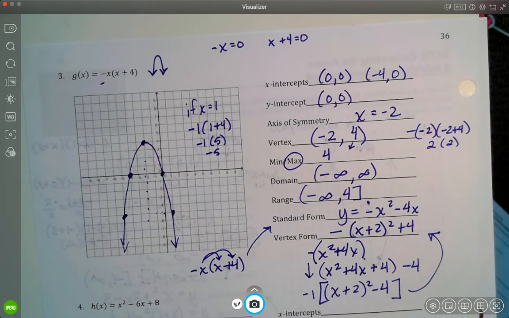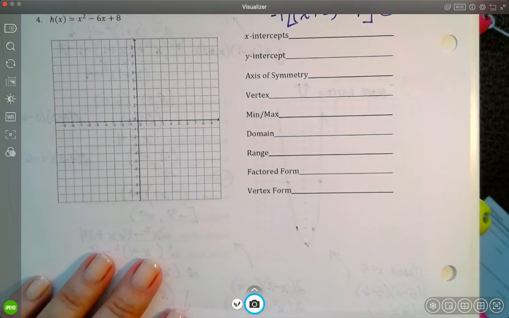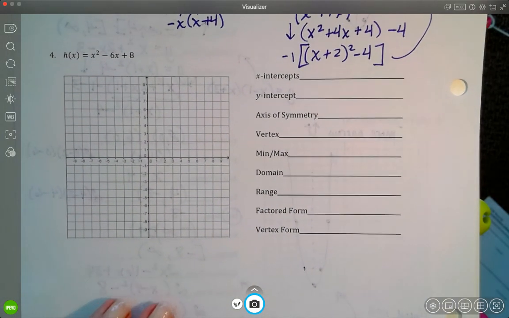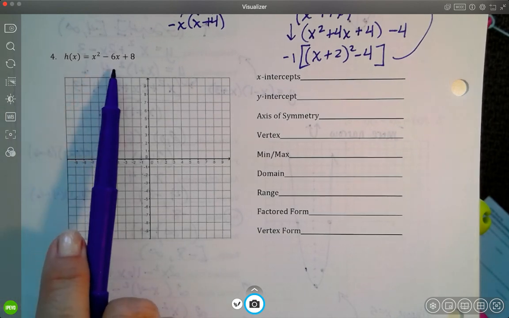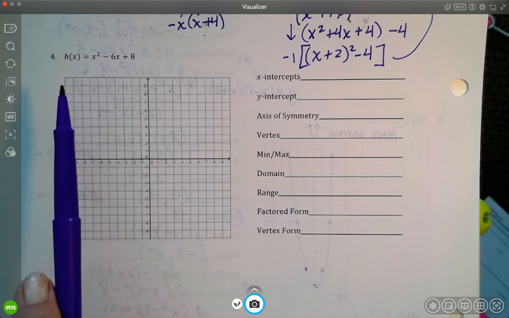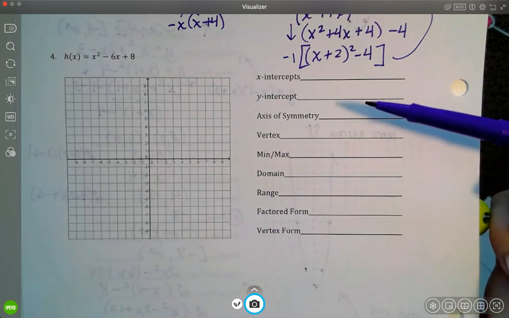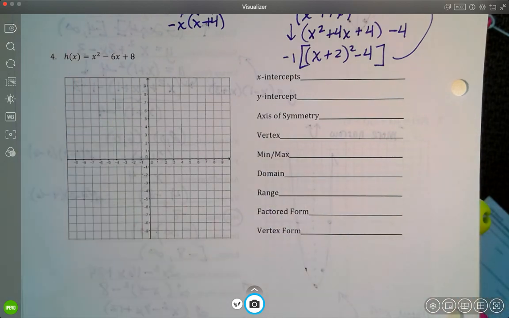Right. So I would actually encourage you right now to pause the video and see if you are able to do number 4. This is standard form, so you're going to have to find factored form, and you're going to have to find vertex form. So I would pause right now and see if you can get all this information from this problem, and then I'm going to do it for you, and then you can check your answers. At least you'll know if you're on track.